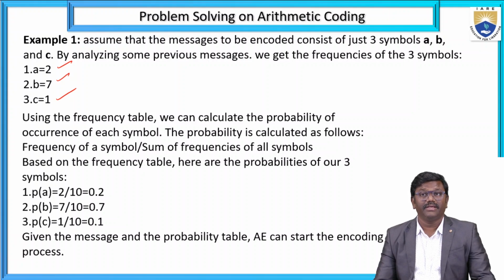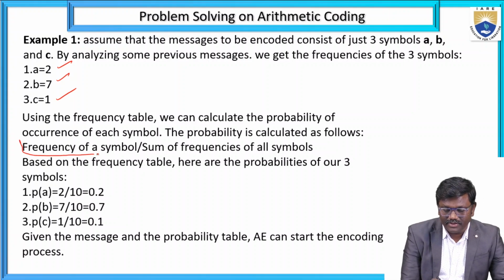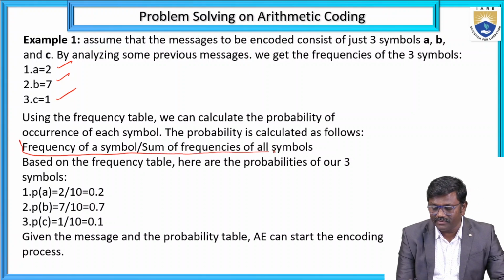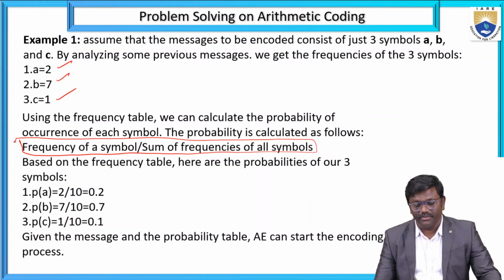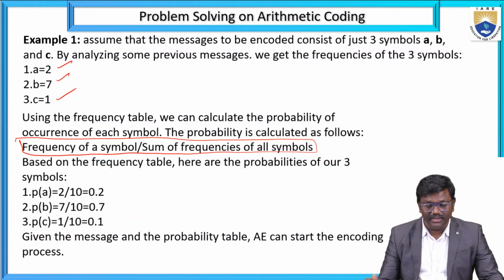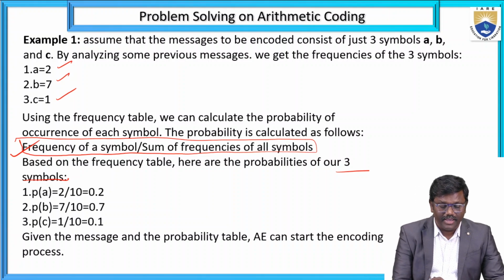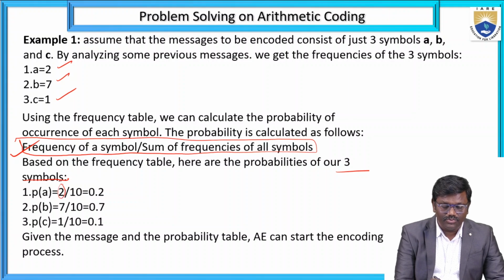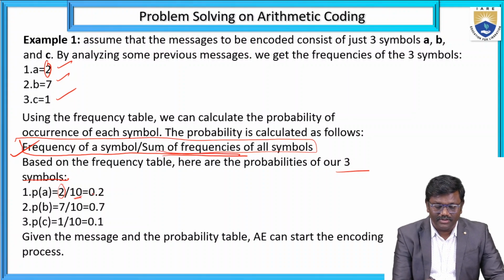The probability is calculated as the frequency of the symbol divided by the sum of the frequencies of all symbols, which comes from your frequency table. Here are the probabilities of our three symbols based on this formula. For the probability of A, the frequency of the symbol is 2, divided by the sum of the frequencies, which is 10. So what value do we get?